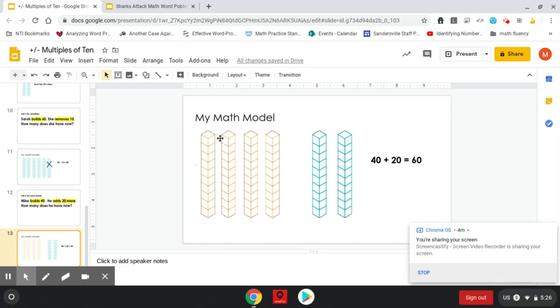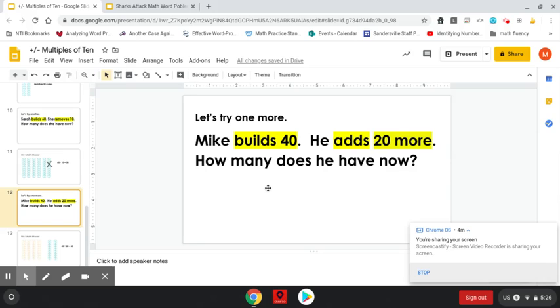Here's my math model that matches. There's the 40 that Mike had first, and then the 20 more that he added. And then because we're adding, I'm going to count all together. 10, 20, 30, 40, 50, 60. Okay, Mike has 60 now. And I go back up to make sure that that makes sense with my problem. 40 and 20 is 60. That makes sense because I know that 4 tens plus 2 more tens equals 6 tens.